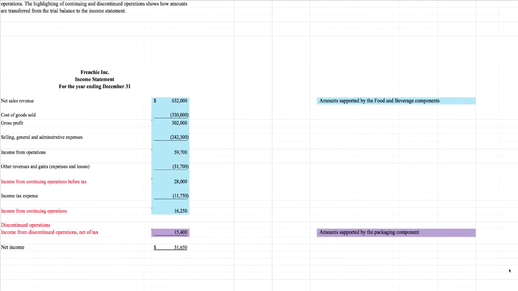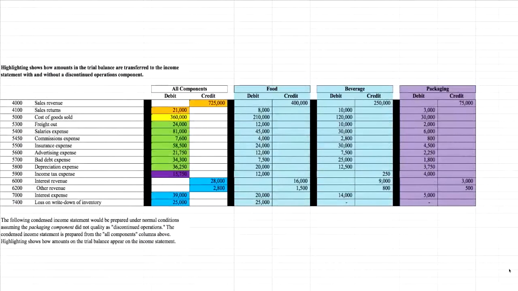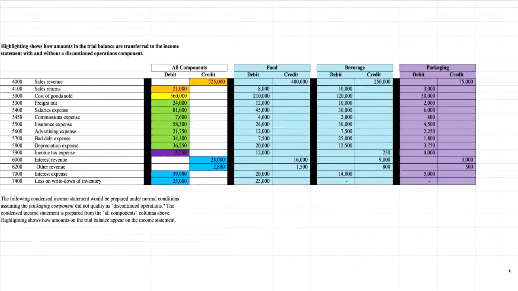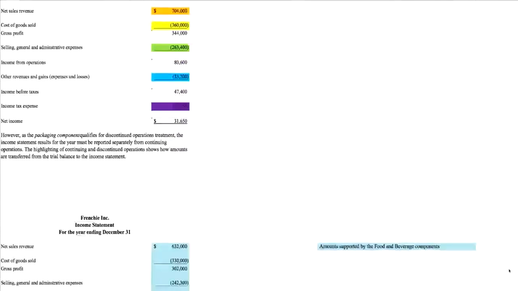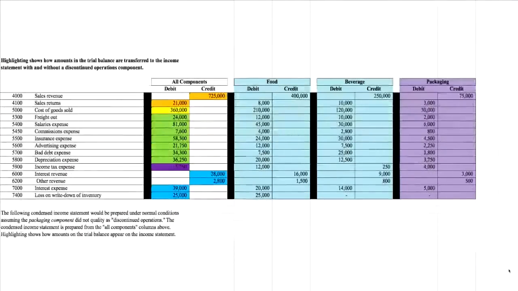So for example, where did we get the $632,000 from? Well, that $632,000 would be the sum of the food and the beverage, the 400 plus the 250, the 650 minus the 18,000, the sales returns of 8 and 10. So now we're excluding packaging. So when we have a discontinued operation, now we're just combining two of the three components. We just have the sales revenue, the net sales for the two divisions that we're keeping. Cost of goods sold, that 330, just one more time, where are we getting that 330? That's the 210 for food plus the 120 for the beverage, 330, and so on and so on.